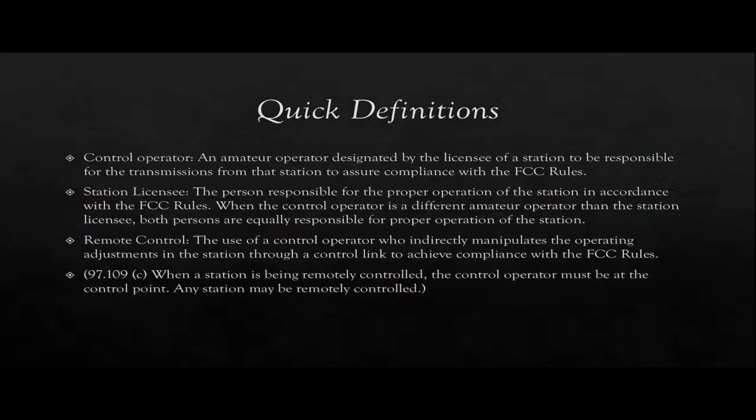So let's get started. Again, quick definitions. Control operator, station licensee, remote control. Make sure you know and understand those. If you don't even try to memorize the answers, at least try to understand these 3 points.